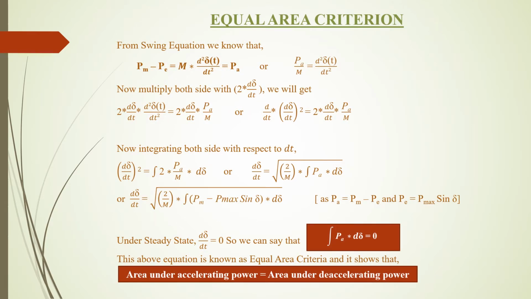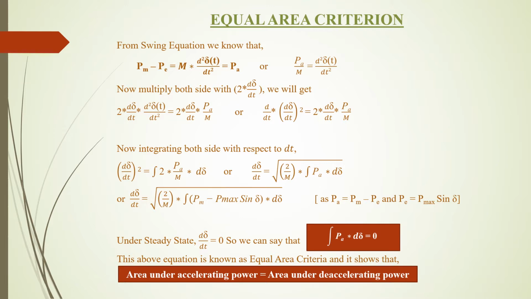Coming to the most important part of today's discussion, which is equal area criteria. Now, why is this concept required? We all know that transient stability happens when the system goes through a large disturbance or short circuit fault. From the swing equation also, we can find the delta in case of transient stability, but it is quite difficult to find the higher order derivatives in real time. So we use the modified version of the swing equation, or equal area criteria.